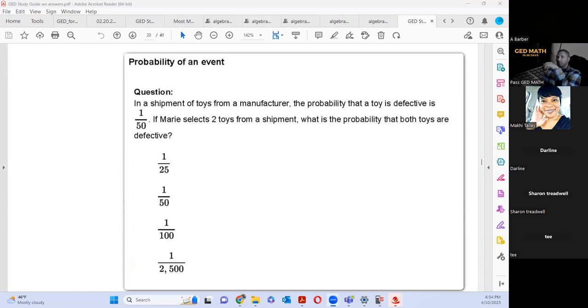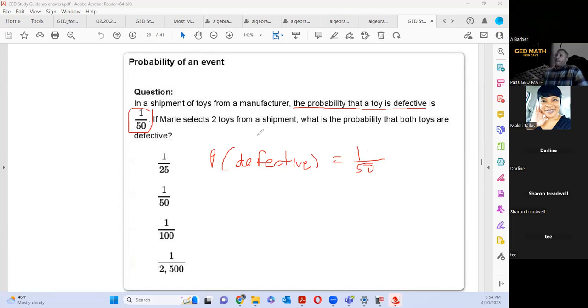Cross multiply? What do you mean cross multiply? I don't know what that means. Cross multiply what? First of all, identify your givens. What do you know? 1 over 50. So the probability that the toy is defective is 1 over 50. That's what you know.